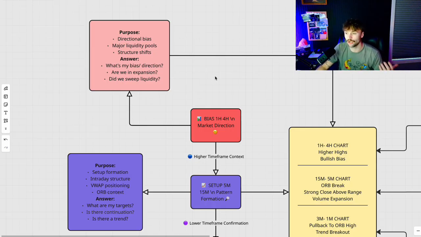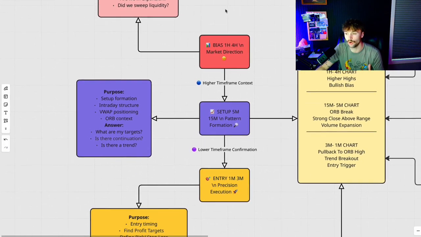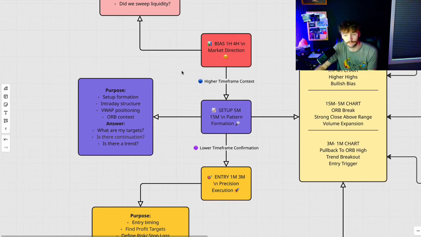So once we establish our 1 hour to 4 hour to even 1 day market direction, or actually draw in liquidity, now we are going to pull down to our 5 to 15 to 30 minute time frames, okay? So just a little bit lower than those. Then this is where we're actually going to find our setups, okay?